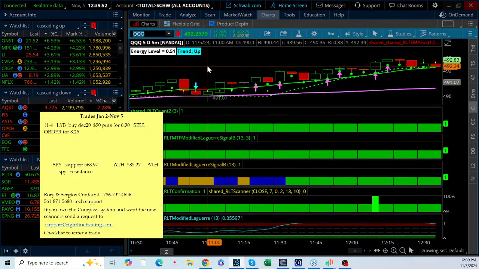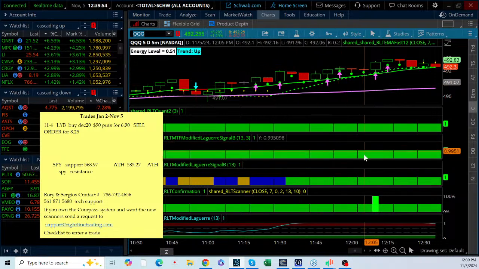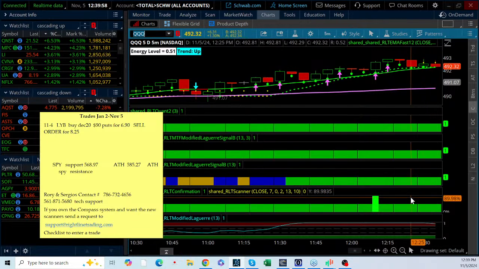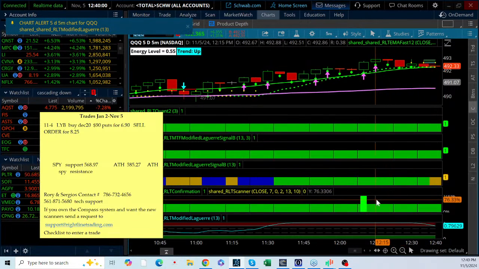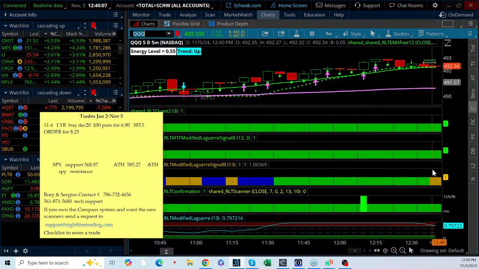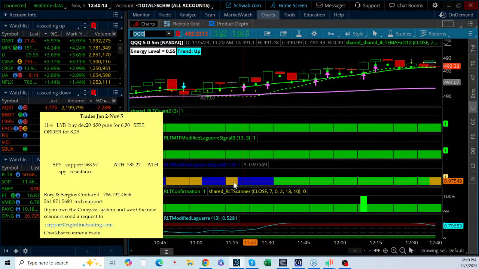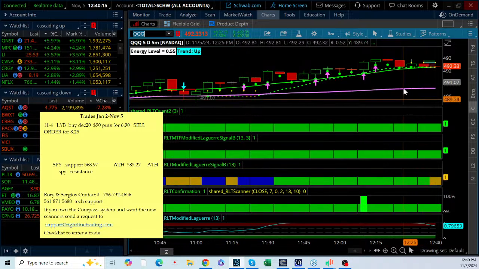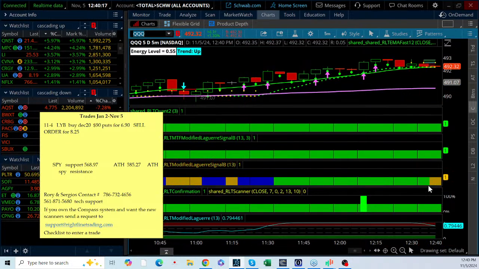Again, this is the compass system right here. This is how we identify when institutions are in the trades, whether it's short, long, or neutral, basically. You see right now we just had this current time frame momentum. This is what we use for the SPY super system. It just switched back to yellow for the first time since about 11:15. Right now it's just fluctuating back and forth between yellow and green.